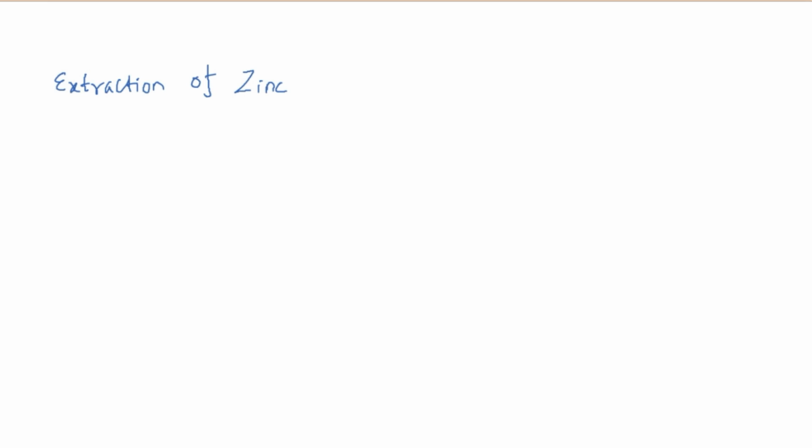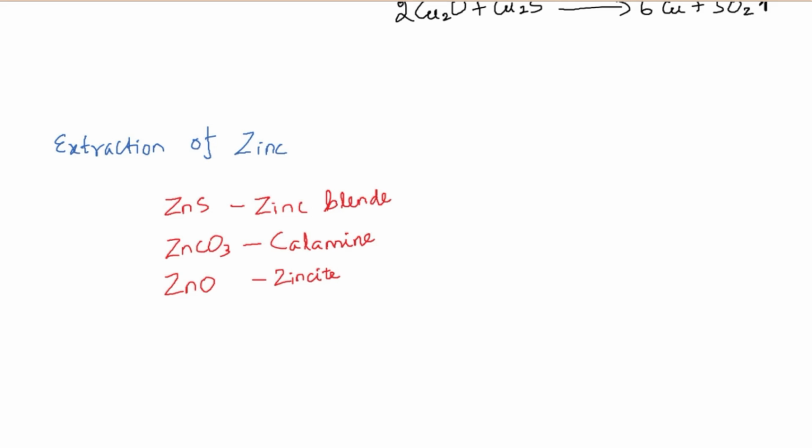Next we shall discuss the extraction of zinc. The important ores of zinc are zinc blende, calamine and zincite. Among these, zinc blende and calamine are the important ores of zinc, and mostly zinc is extracted from calamine. In the first step, the ore is broken into powder or particles of required size.